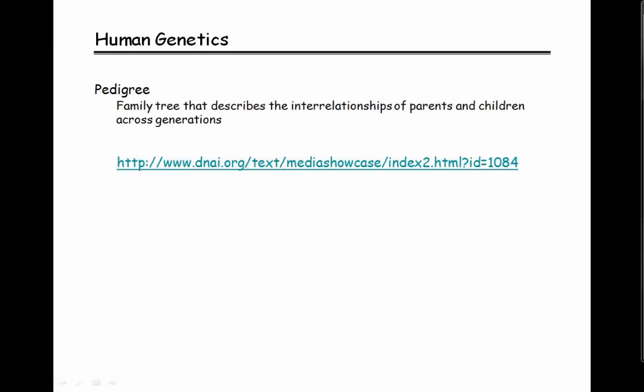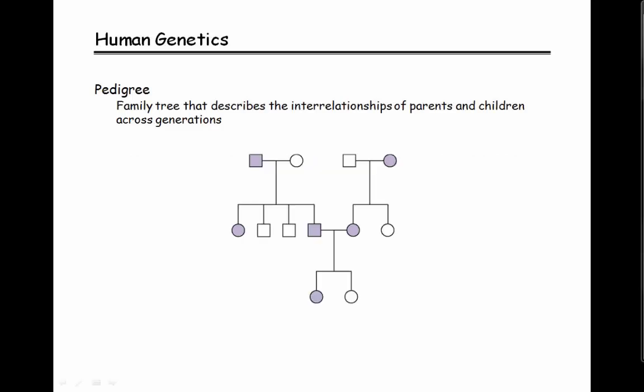A pedigree is simply a picture that shows a family tree and also the interrelationships of the parents and the children across multiple generations. The link that you see on this slide is posted in your web links for chapter 14, and it does give you a very general introduction to pedigrees. This picture right here shows us what a typical pedigree would look like.